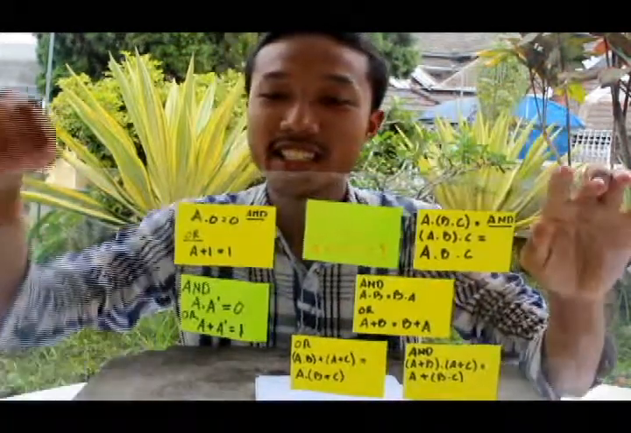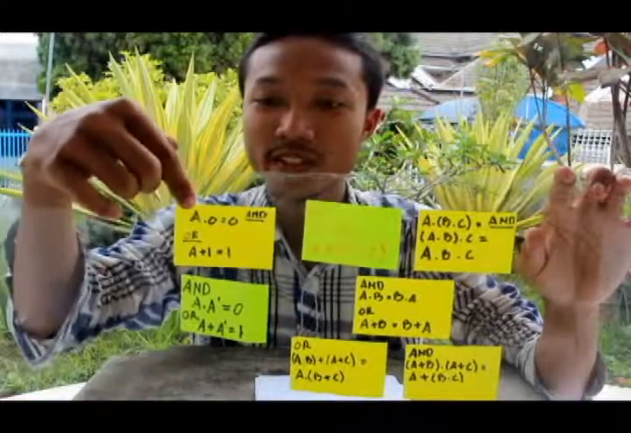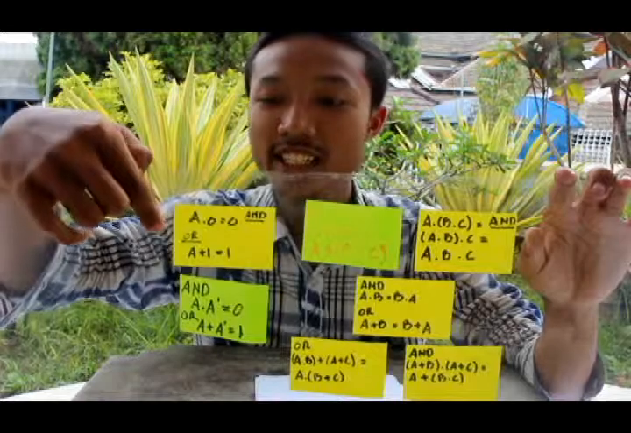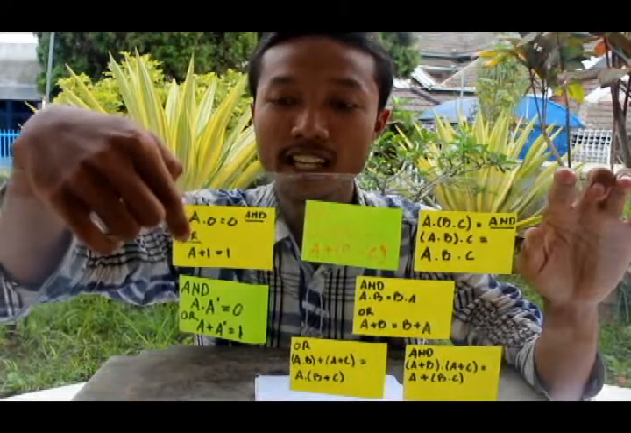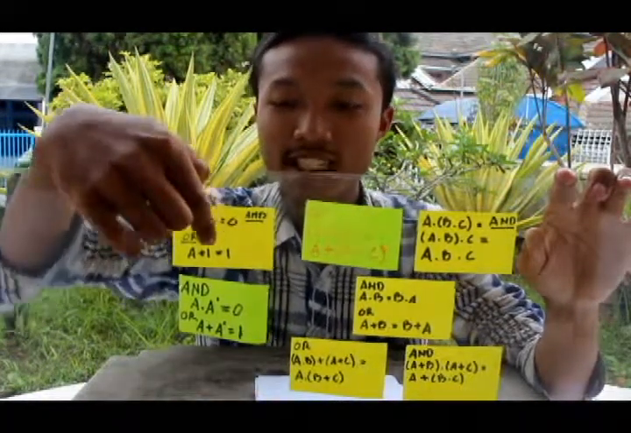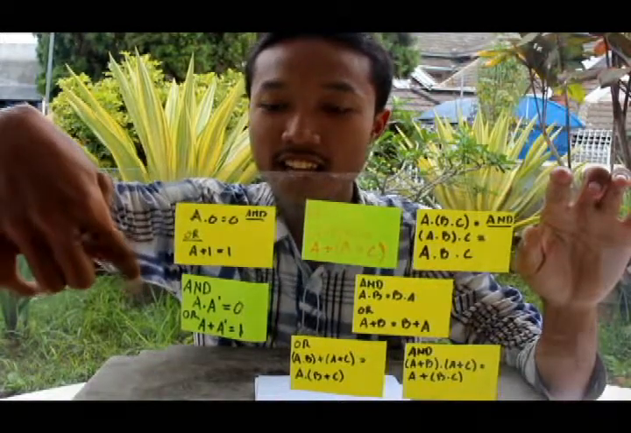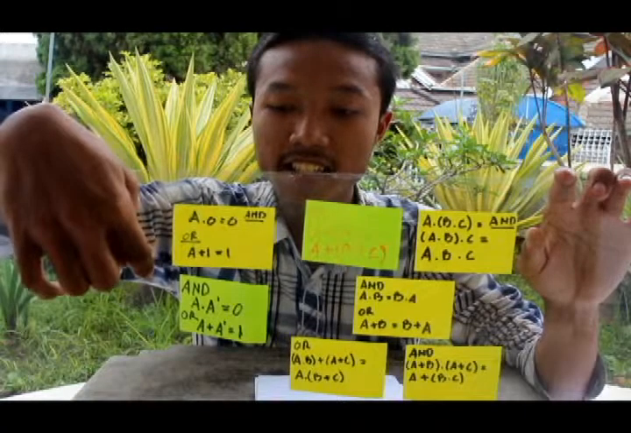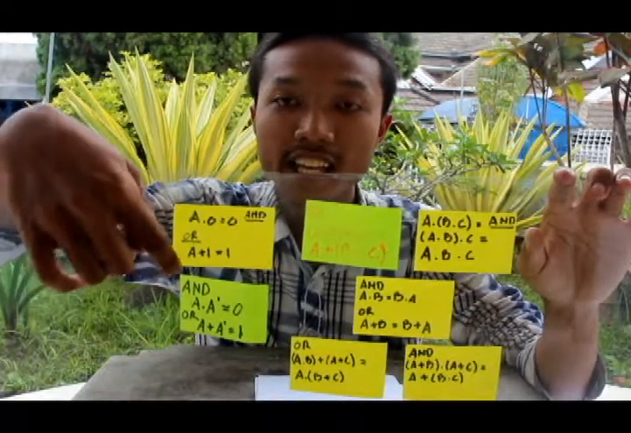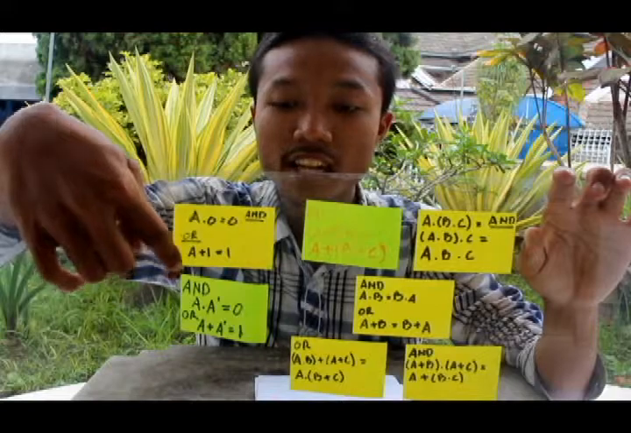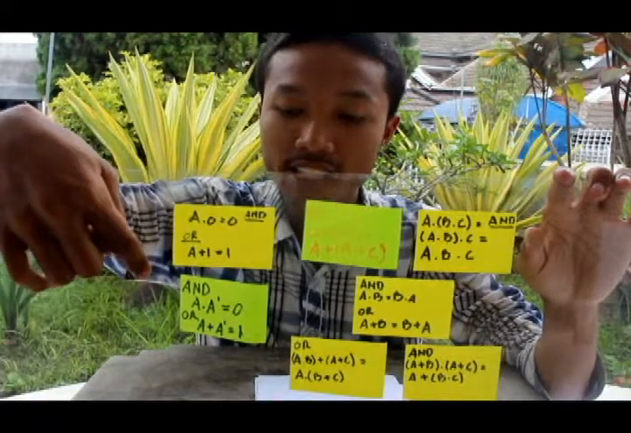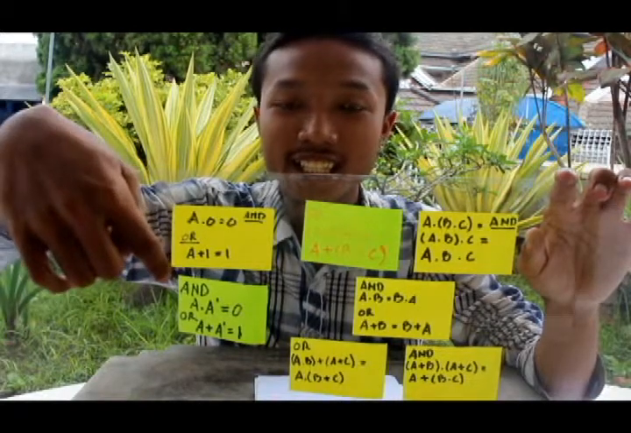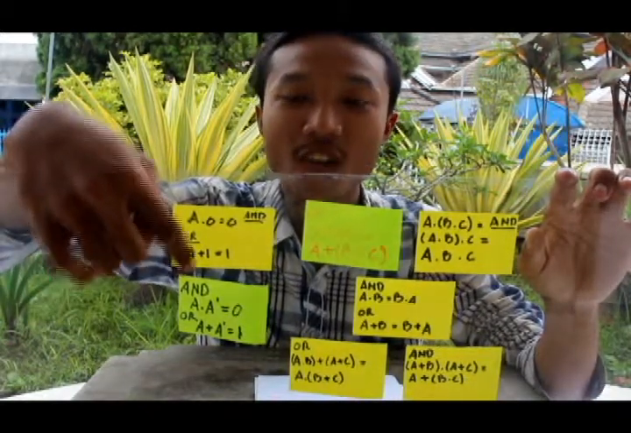And this is the identity law. The identity law: A multiplied by 0 equals 0, and OR: A plus 1 equals 1. And the last is the inverse law. In the AND form, A multiplied by A inverse equals 0, and in the OR form, A plus A inverse equals 1.